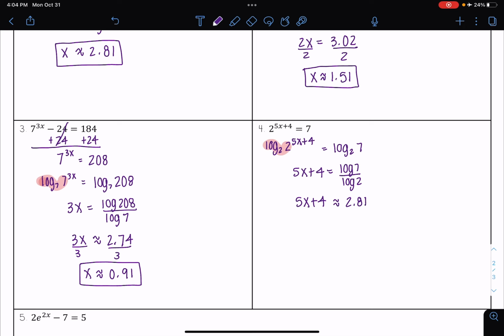And now I just need to go ahead and solve this. I'm going to subtract 4 from both sides, and I get that 5x is equal to negative 1.19. And if I divide both sides by 5, I get that x is approximately negative 0.24.